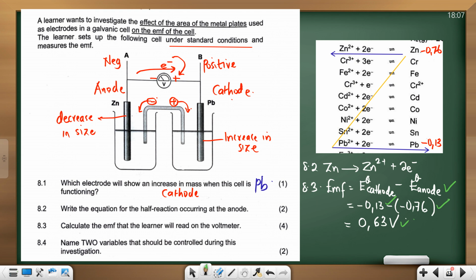Name two variables that should be controlled during this investigation. Your standard conditions. Temperature should be controlled. No, there's not pressure because there's no gas. Concentration. Temperature and concentration should be controlled.